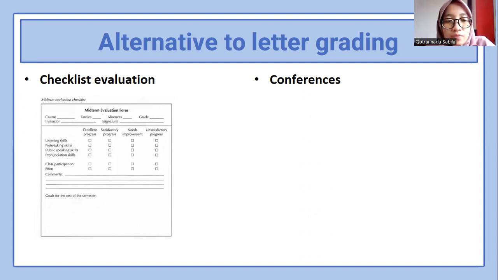And then for conferences, perhaps enough has been said about the virtues of conferencing. You already know that the impracticality of scheduling sessions with students is offset by its washback benefits.